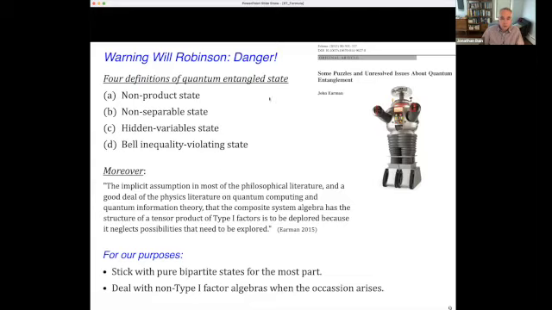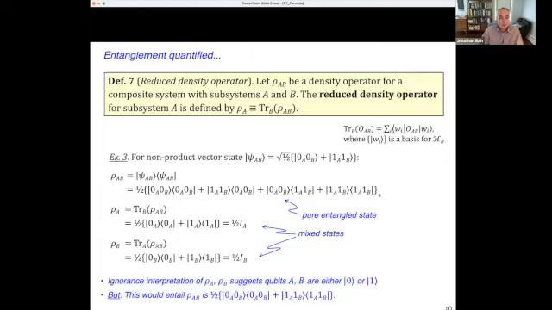But having been made aware of this concern and this article by Ehrman, for our purposes, for the purposes of this lecture, for the purposes of introducing and understanding conceptually, right, the implications of the RT formula, we will stick with pure bipartite states for the most part. These are really simple examples for which entanglement perhaps can be unproblematically defined. We'll deal with these problematic non-type one factor algebras that Ehrman is concerned about on one or two occasions when they arise. All right, so the point here is that we should be aware that the definition of quantum entangled state is not without its controversy. All right, so let's return to our exposition.